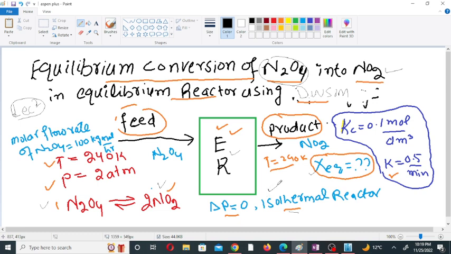As we know that this is an isothermal reactor, the feed temperature will be equal to the product temperature, and the product temperature will also be equal to 240 Kelvin. This reaction will take place in the gaseous phase. So this is a gas phase reaction. All the components are in the gas or vapor phase. So we will go to the DWSIM.